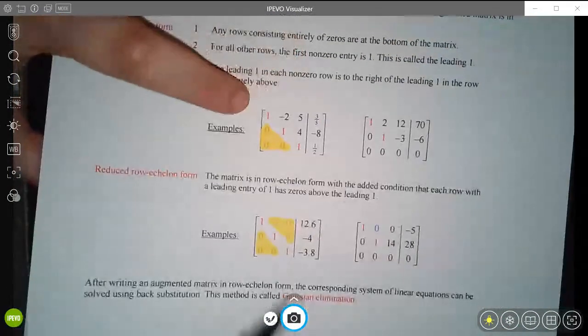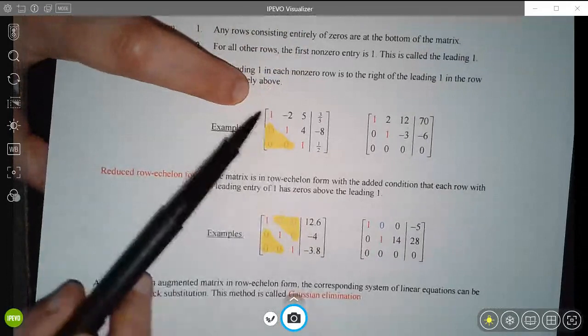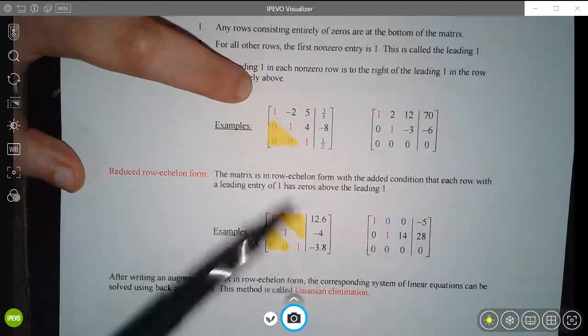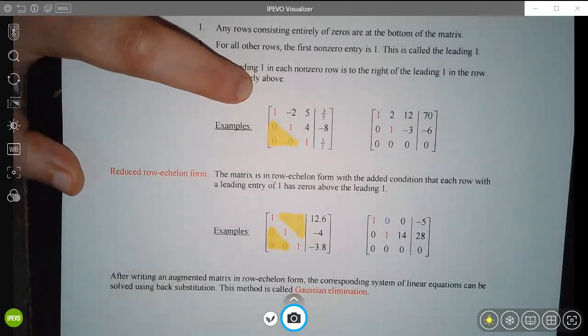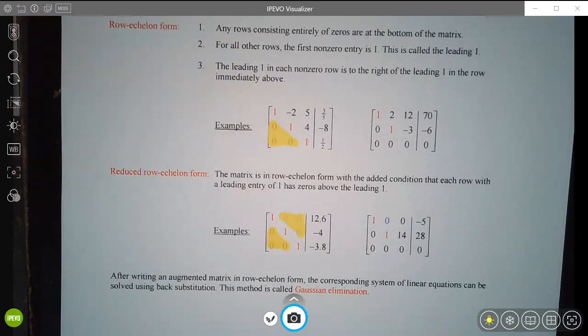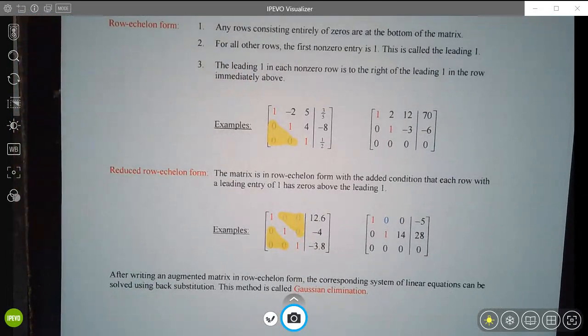So the goal, the main part, is a diagonal line of ones, and at least the triangle of zeros at the bottom. Is everybody with me so far? Any questions, you guys?